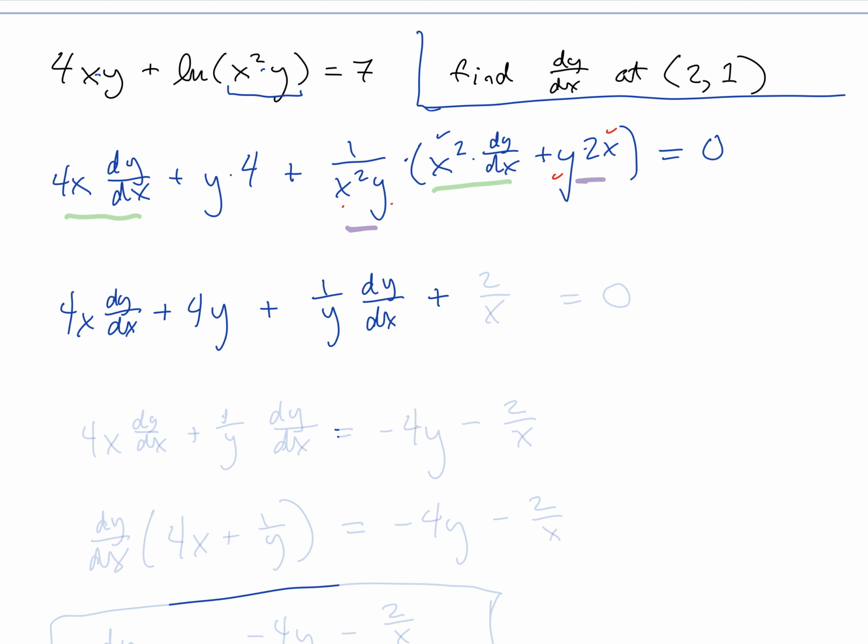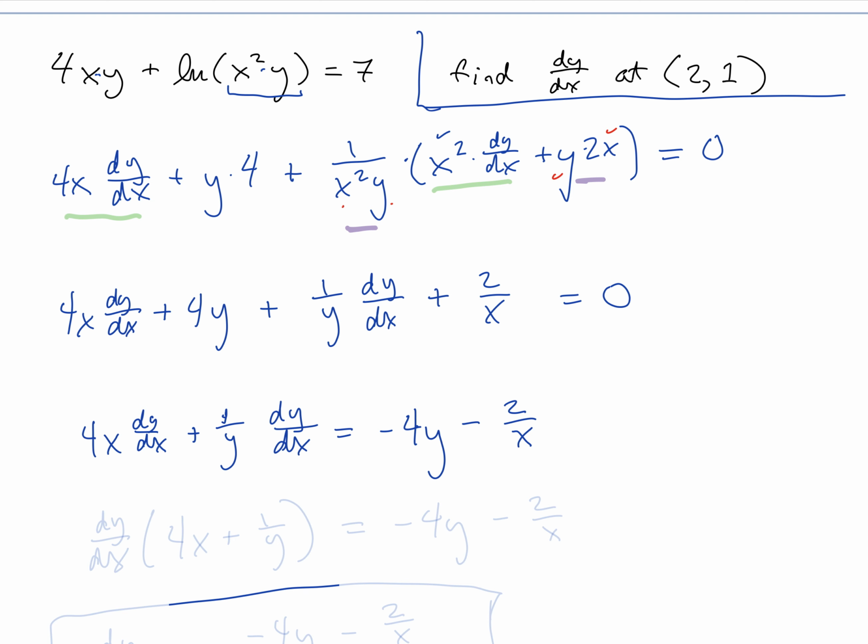And so what I'm left with is 2 over x, and that's all equal to 0. So now I want to collect the dy/dx terms on one side. I guess I'll leave them on the left-hand side because they're already there. So I've got 4x dy/dx plus 1 over y dy/dx equals negative 4y minus 2 over x.